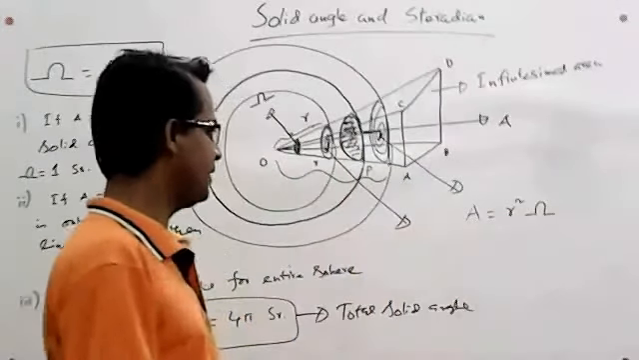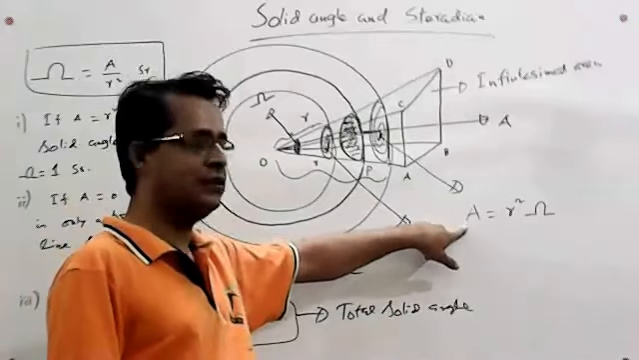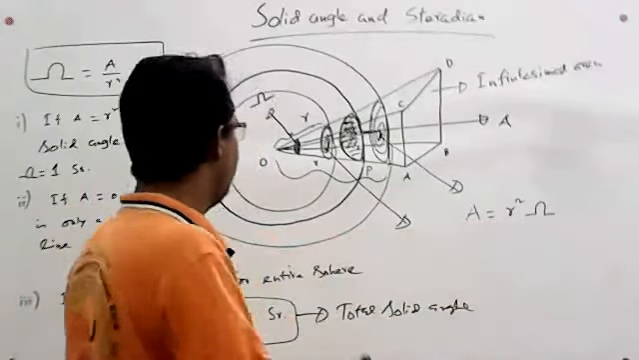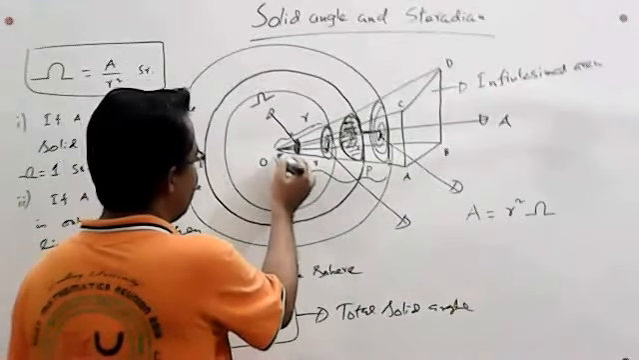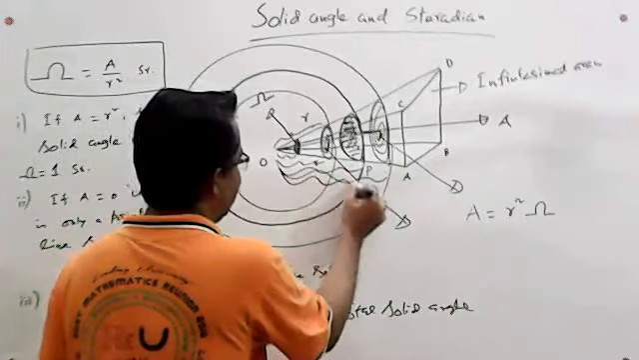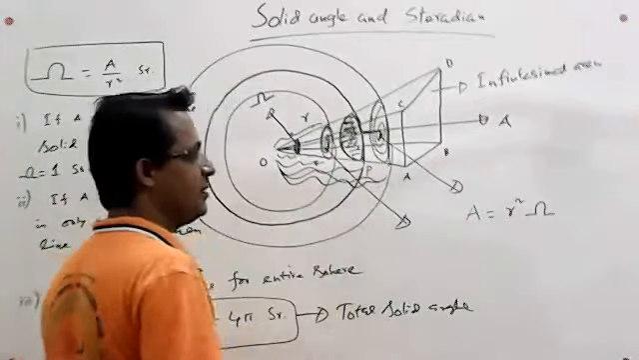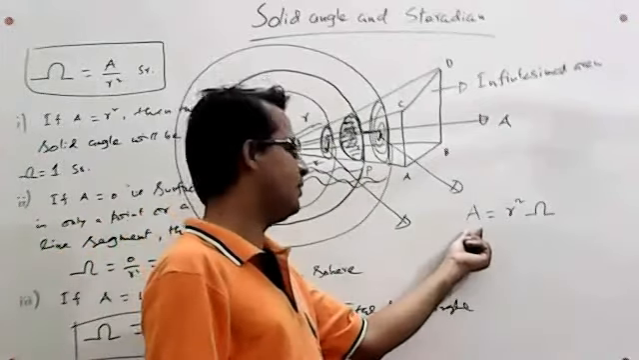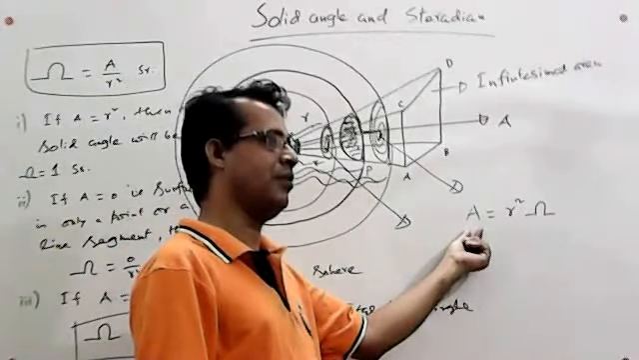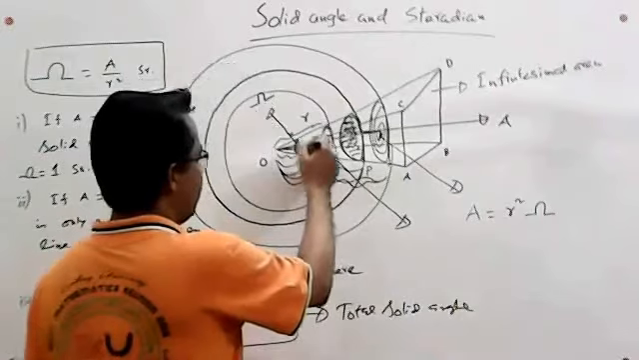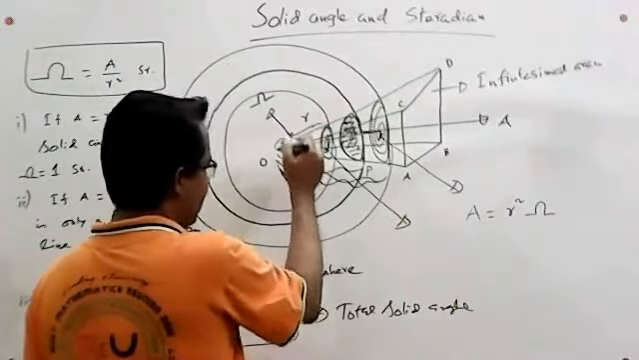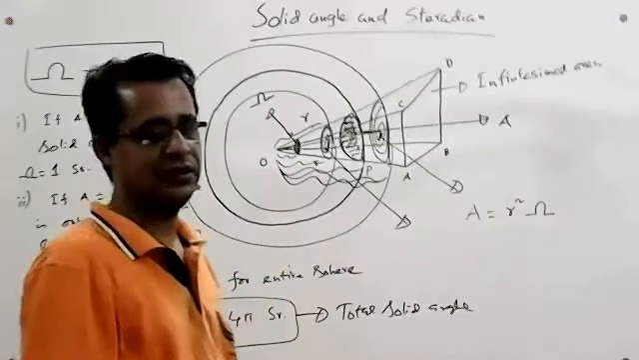That is, surface area can be calculated by this formula, A equals r square omega. So, for different pieces, the radius will be changed. That is, the surface area will also be changed here. So, it's not a problem. For small or for big surfaces, the central solid angle will remain unchanged.